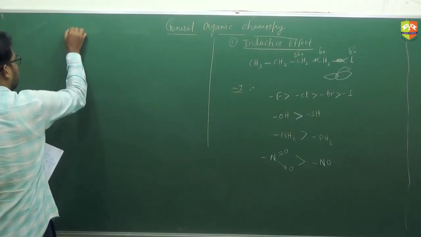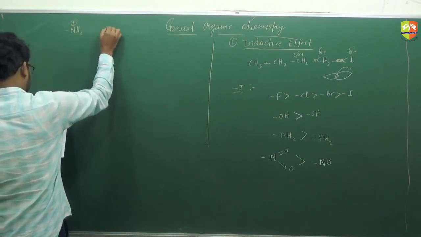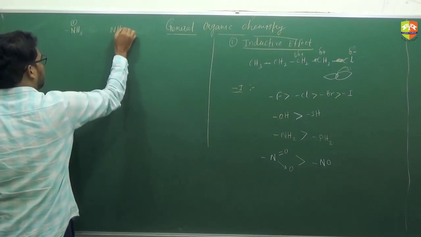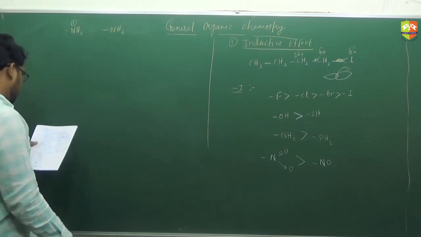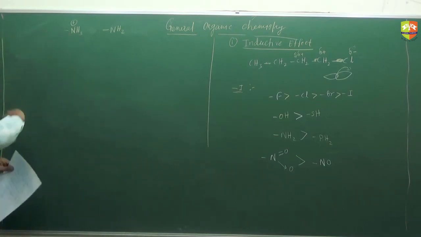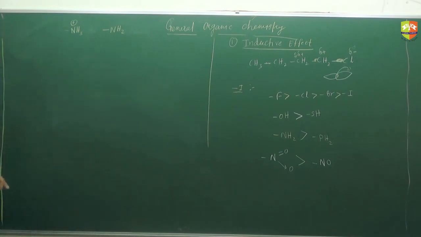What about this one? If I write down NH3 plus and NH2. No, this bond means there is a molecule attached with it. That's why it is NH3 plus. An open bond means there is a molecule attached. Yes, sir. So obviously this nitrogen has four bonds in that way.